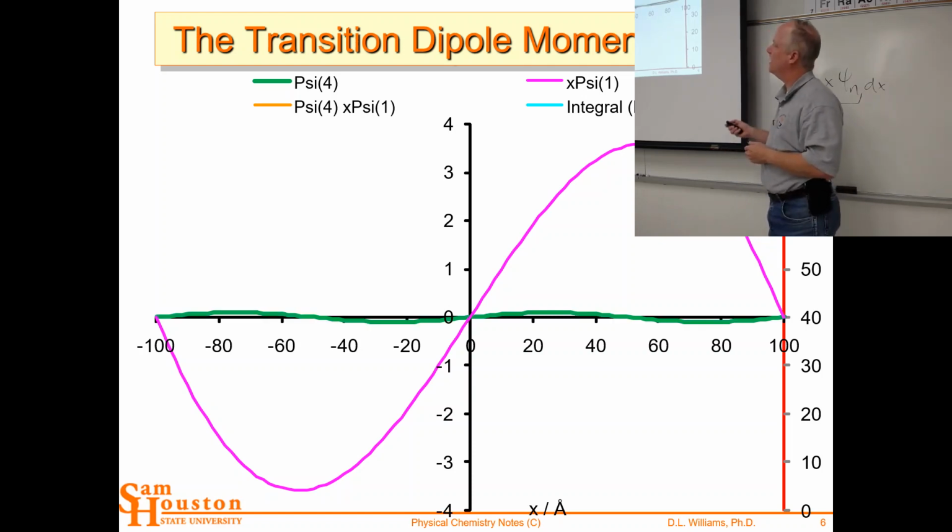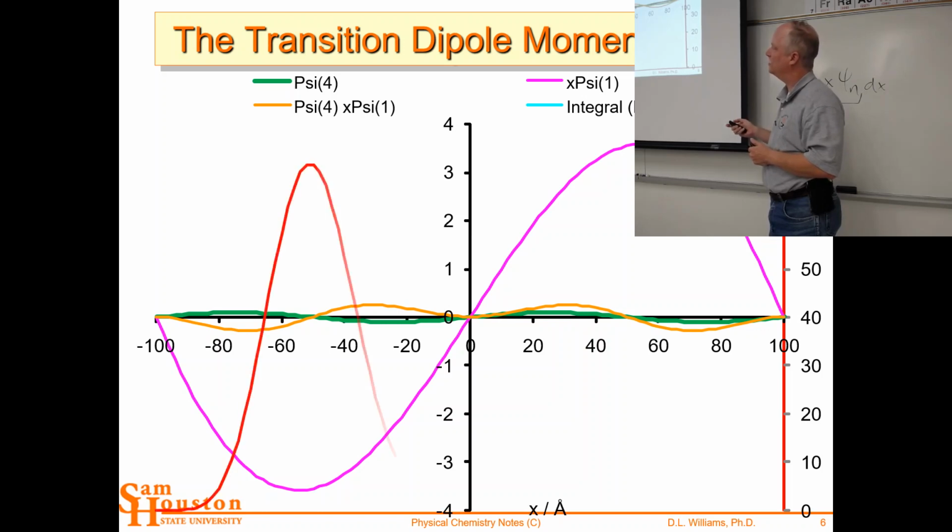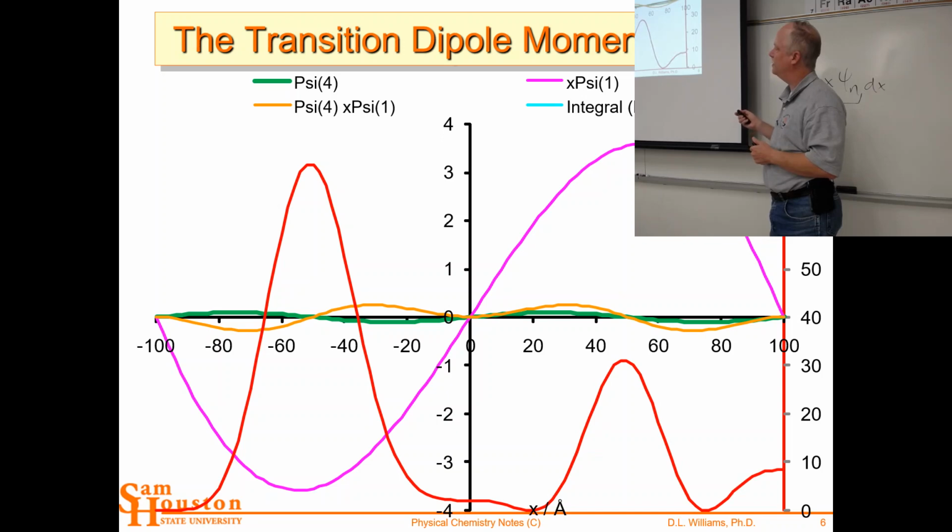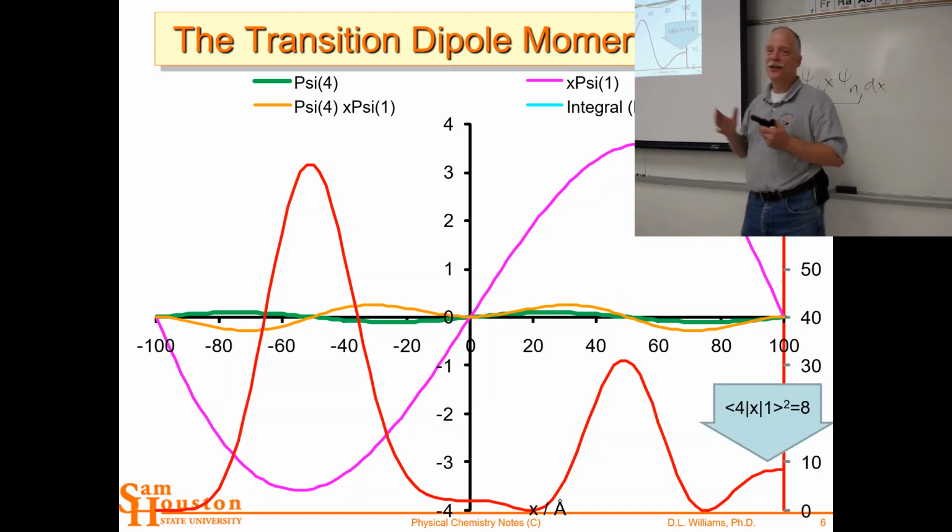So here was x psi. The green one is psi 4. Here's the multiplication of all three of those functions together. Psi 4 times x times psi. And then we'll integrate over all space. And it bounces around and ends up at 8. Okay, so it is allowed. It's non-zero. It's just not very much compared to 1300.